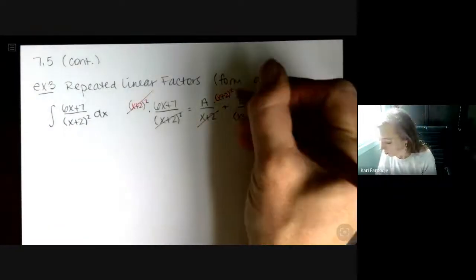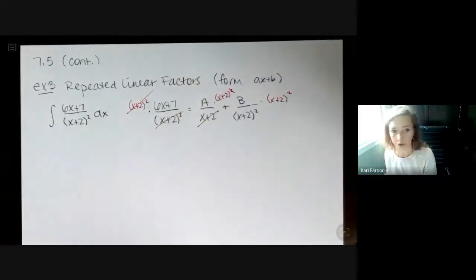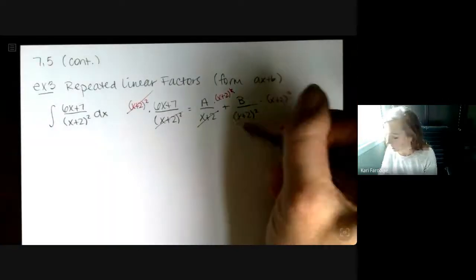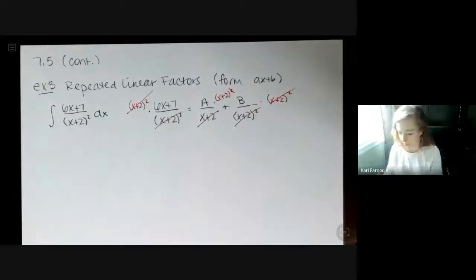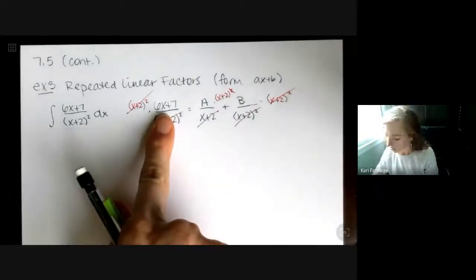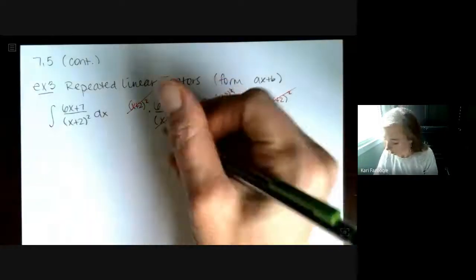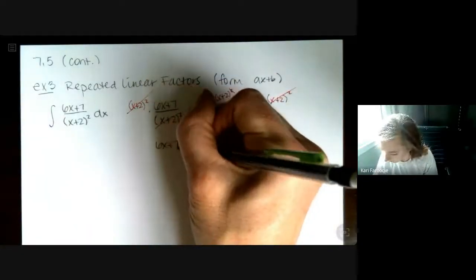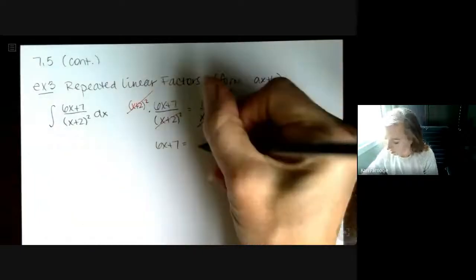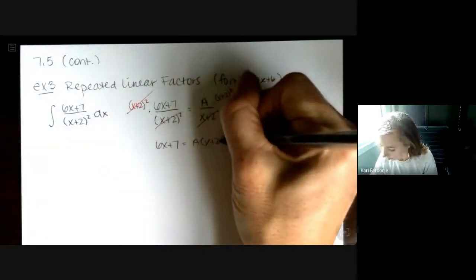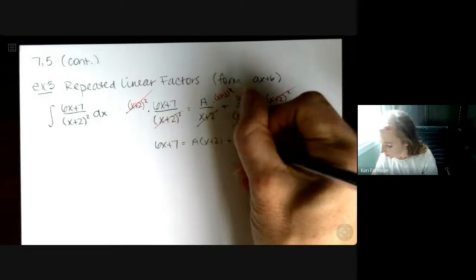Only 1 factor of x plus 2 will go in that first term on the right-hand side. And the second term on the right-hand side, both factors of x plus 2 are going to cancel. So what that leaves you with on the left is 6x plus 7. On the right, you have a times x plus 2, and then you have b.